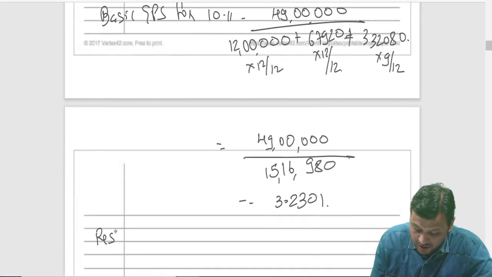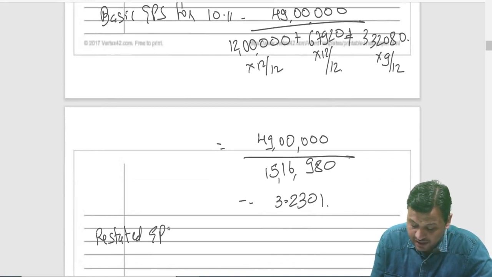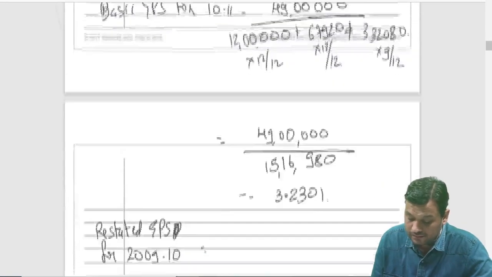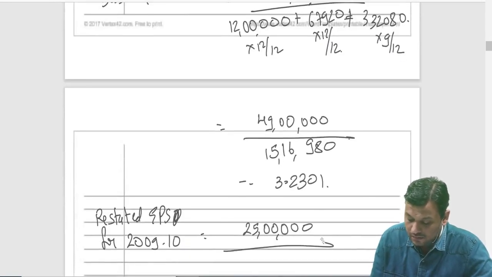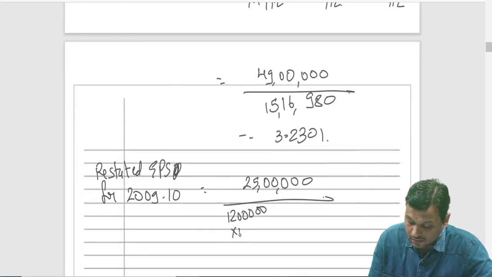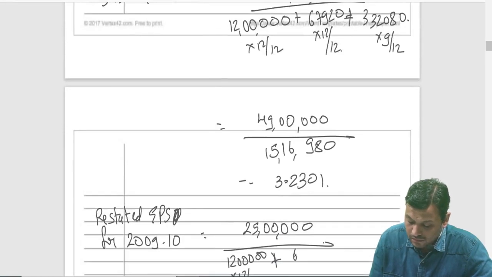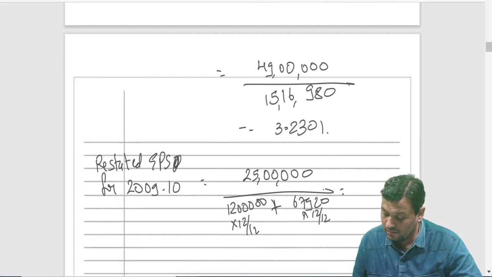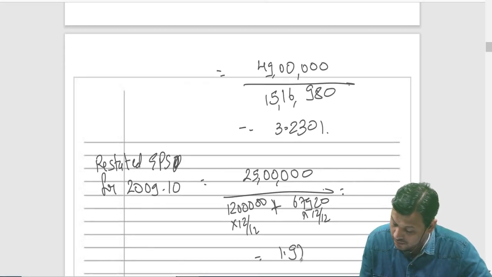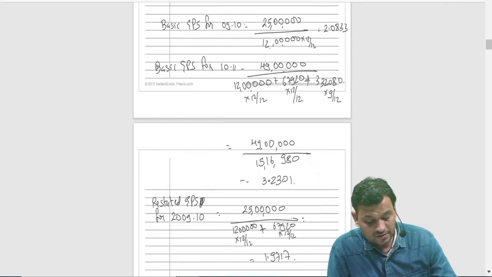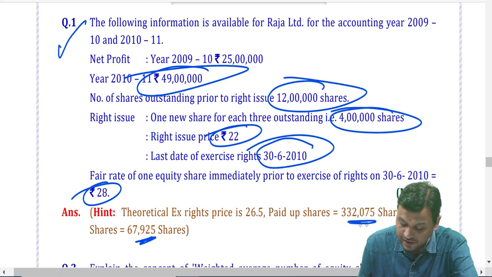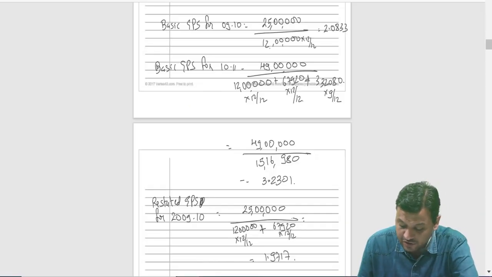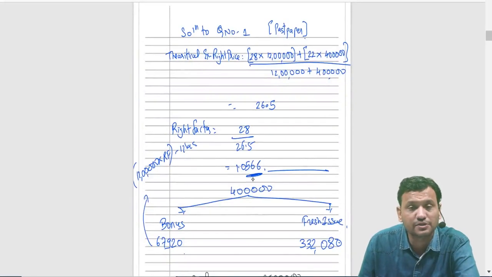And if there is a bonus, which is nothing but in a rights issue a hidden element of bonus is there, so we need to restate the EPS for which year? For 9-10. This is my restated EPS. Okay, friends, here also we have the answer. Paid up shares is 332,075. This is 67,925. We are having a difference of 5 shares. The reason being, I have just taken 4 digits for the rights factor.